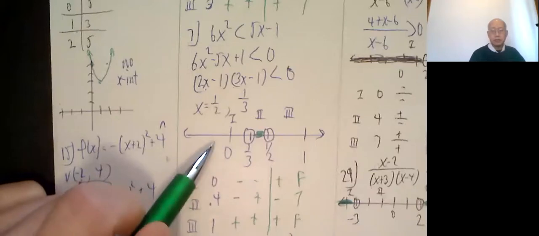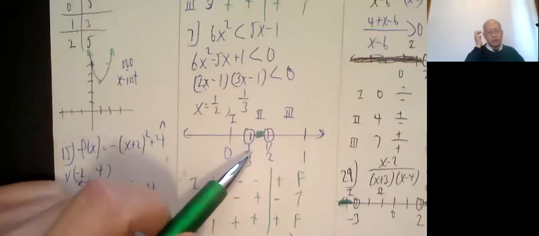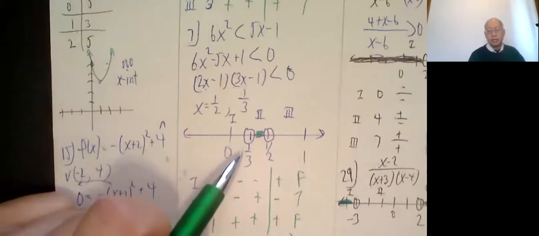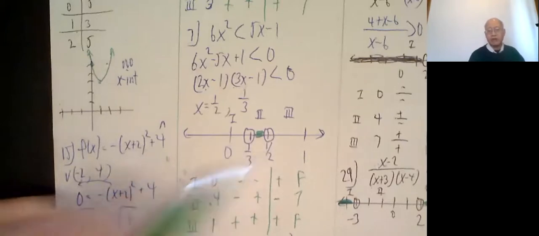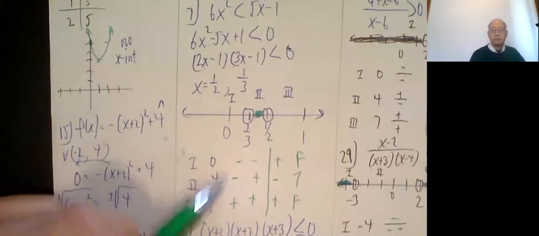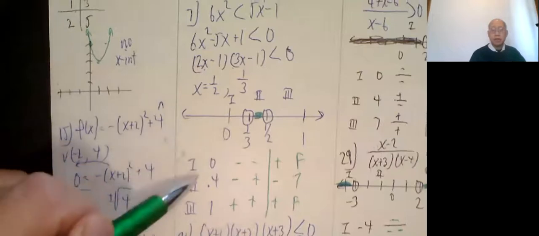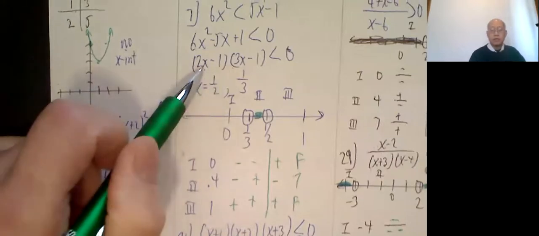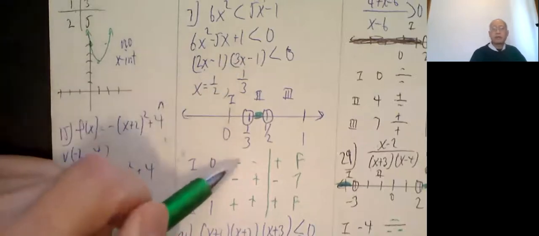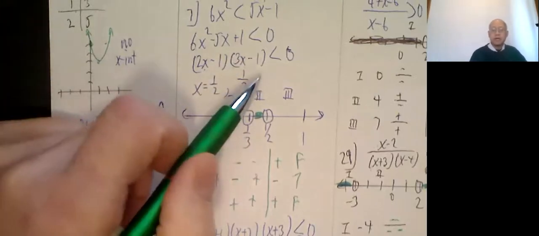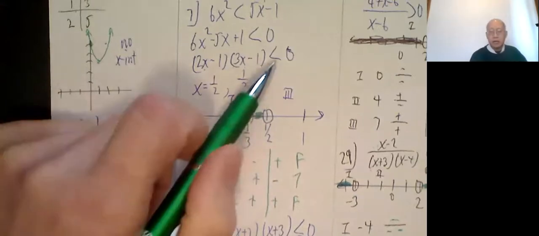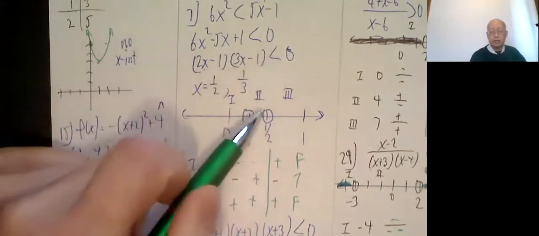Pick something here, 0. Now, how do I get something between 1/3 and 1/2? Well, I would think in decimals. This is 0.333, this is 0.5, so I pick 0.4. And then over here is 1. Okay, plug in 0. Put a 0 there, this is negative. Put a 0 there, negative. Negative times a negative is positive. Is a positive less than 0? No, that's false. And by the way, notice again, it's strictly less than, so these are open circles.